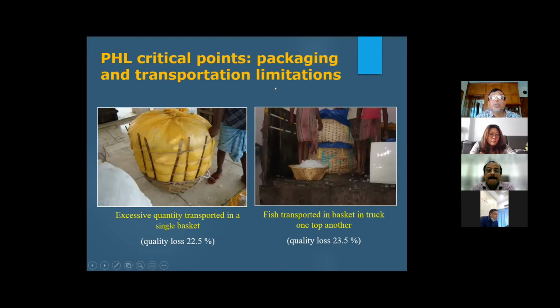And packaging and transportation limitations are also critical points for post-harvest fish loss in Bangladesh. You see the excessive quantity of fish transported in a single basket. Here, more than 400 kilograms of fish is kept in one basket. With the pressure of fish and ice from the top, the lower fish get deteriorated and damaged, and the quality loss is 22.5%. On the truck, one basket is loaded on top of another. Here also the quality loss is very huge. 200 kilograms of fish are taken in one basket, and one on top of another.